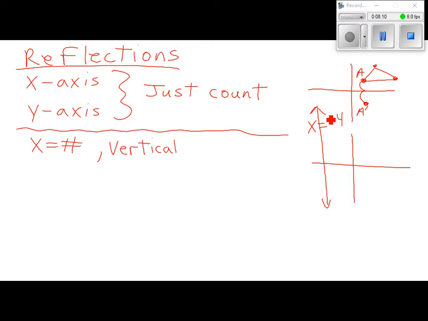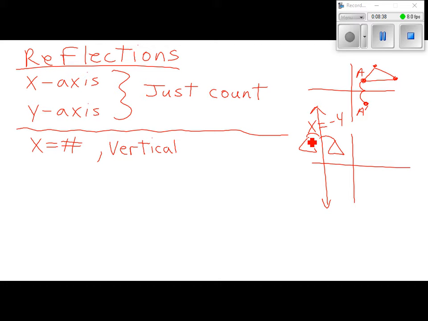So if I had some shape that's right here, is it going to end up over here? No, that'd be if we reflected across the y-axis, right? Is it going to end up down here? No, that'd be going across the x-axis. It's going to end up somewhere over there. What do you do to figure out where it goes over there? Just count. So if that's one space over, then it's got to be one space over here. So you're just counting still.